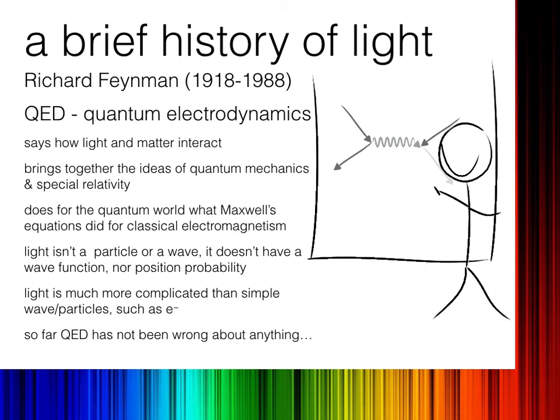One consequence of quantum electrodynamics, though, is that light is neither a wave nor a particle. It doesn't have a wave function, which I'm sure you've learned about in your introductory inorganic courses, nor does it have a position probability, which you will learn about next year with Steve Parker. Therefore, light can neither be a particle nor a wave.